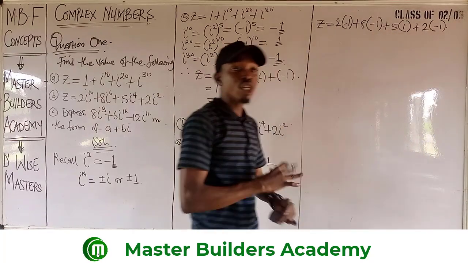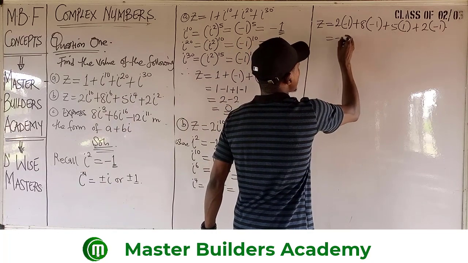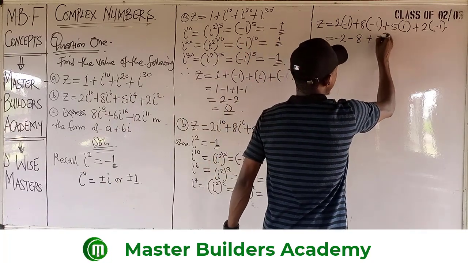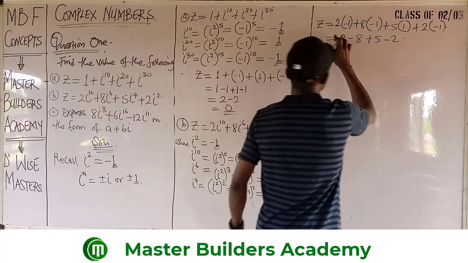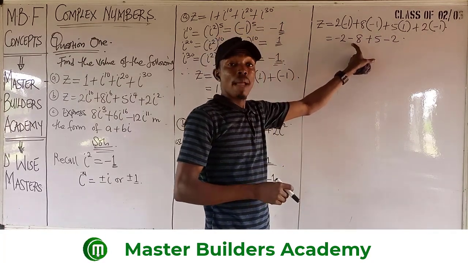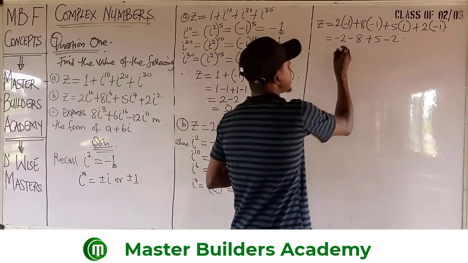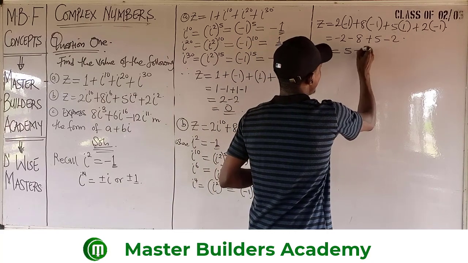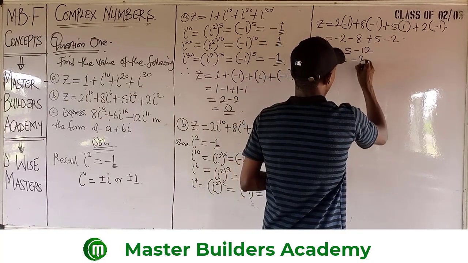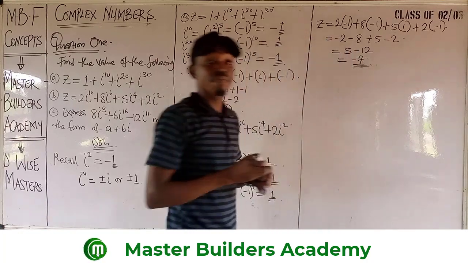So all we need to do now is to clear off the brackets by multiplication. This multiplied by this will give us negative 2, then negative 8, positive 5, and then negative 2. So we can collate the negative values. Minus 2, minus 8 is minus 10, and then minus 3 is minus 12. So this is 5 minus 12. And finally, our result becomes minus 7. This is the answer to this very question.